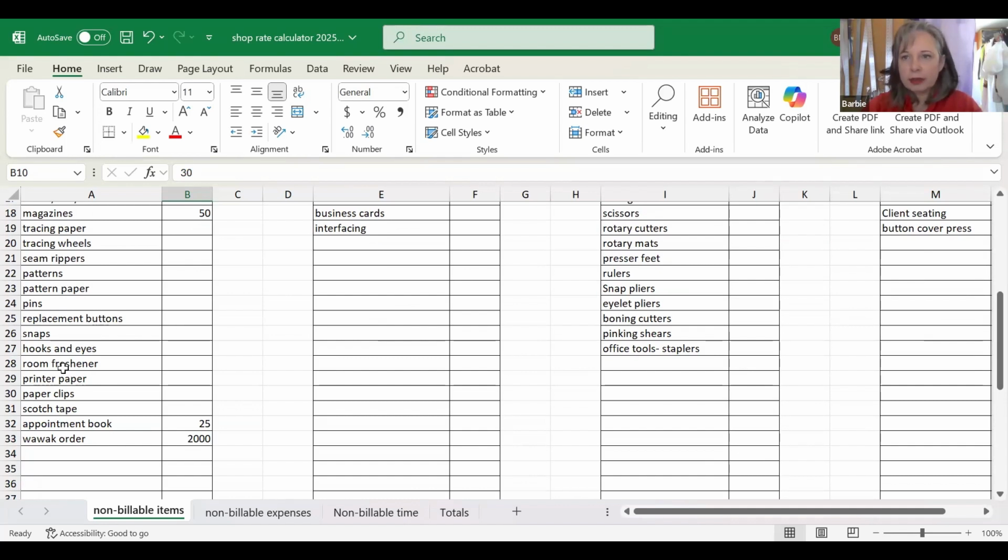Room freshener, right? We all use that. It's part of my atmosphere for my fitting room.